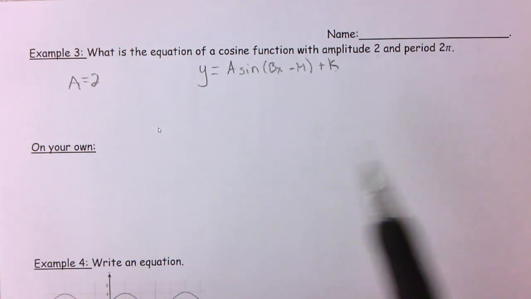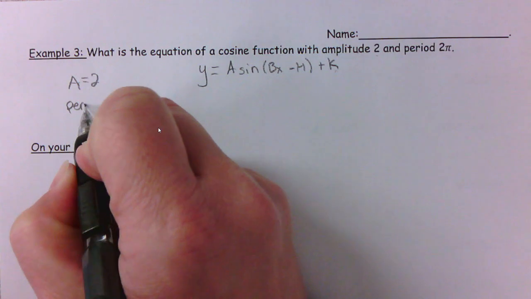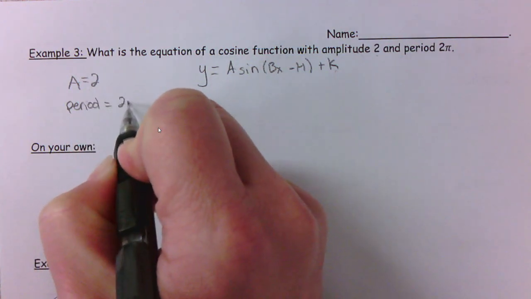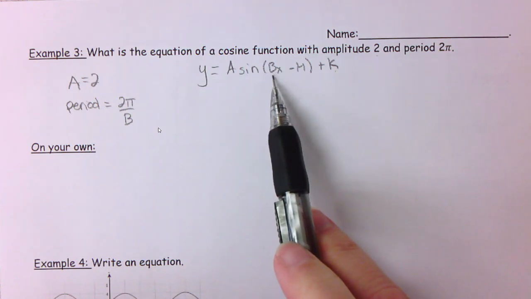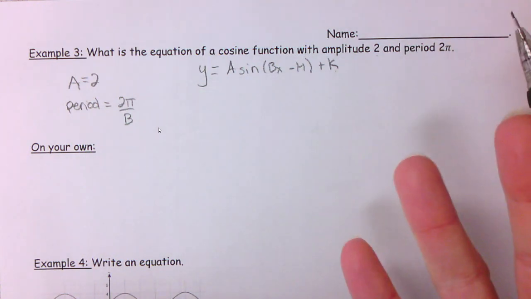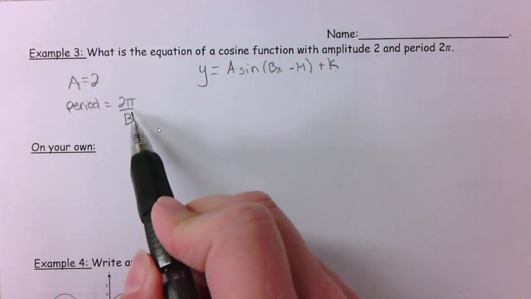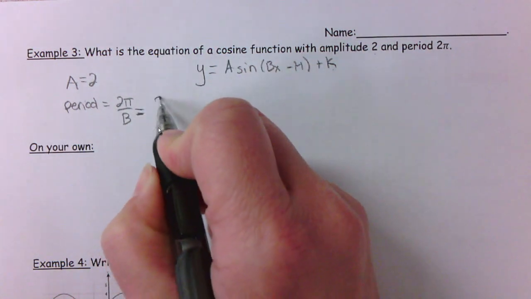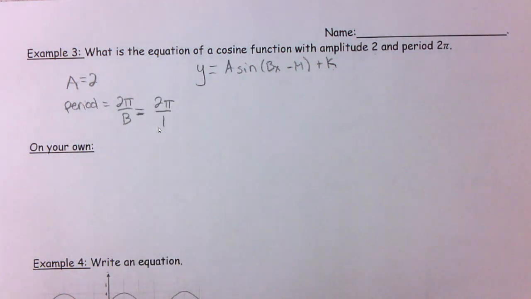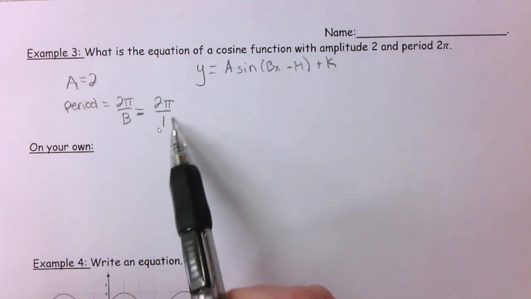So when we use the period, remember our period formula equals 2 pi over b. So I use b to get what the period is, but none of these numbers explicitly tell me exactly what that period value is. But I know that it's 2 pi, so every time we'll have to take the equation of the period and set it equal to 2 pi, and we can put it over 1, because I need to solve for b.